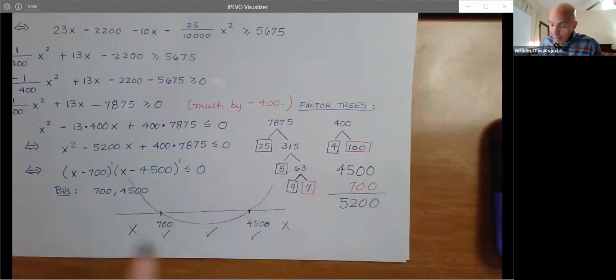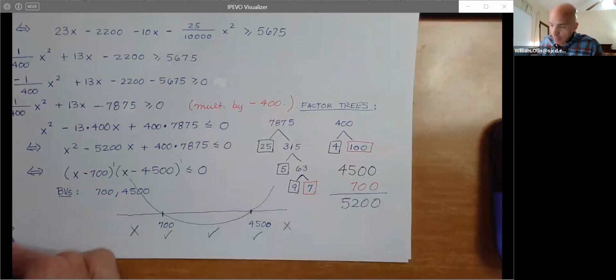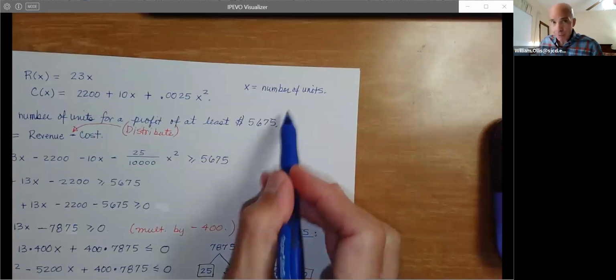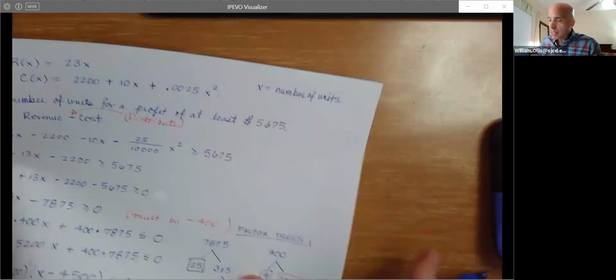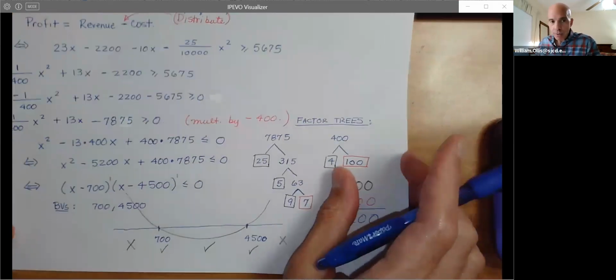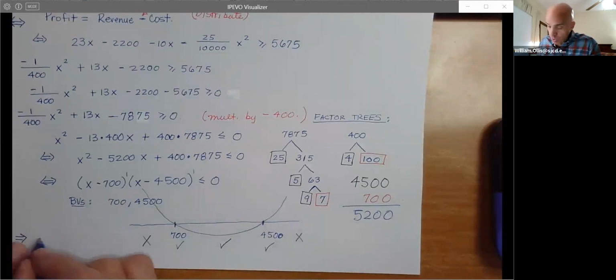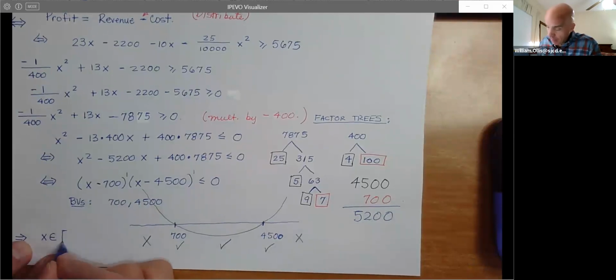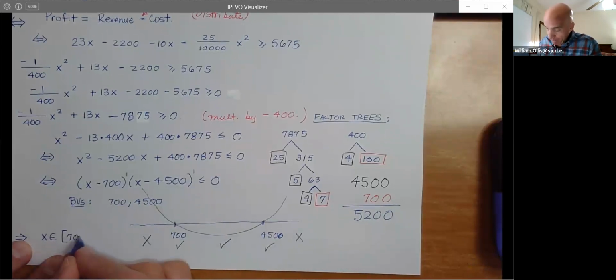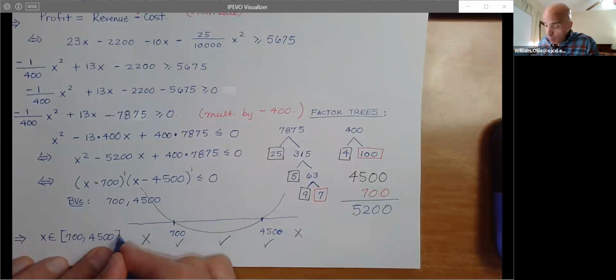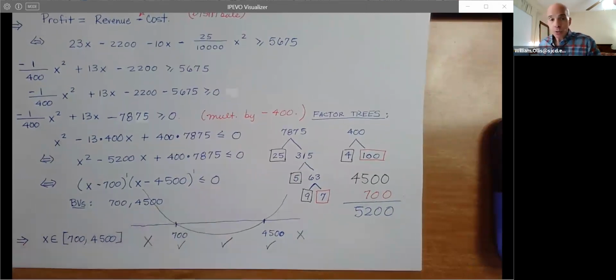So this implies that the number of units that we need, let me write up here, will have to live between what two numbers? 700 and 4,500. So we say X lives between 700 and 4,500. And why are we using the brackets? Well, you know that we have the equal to.